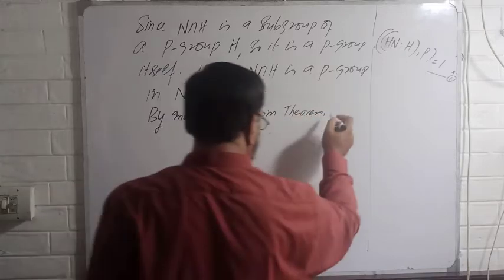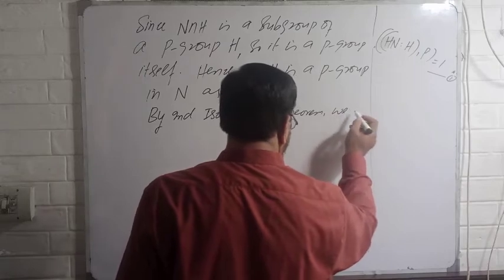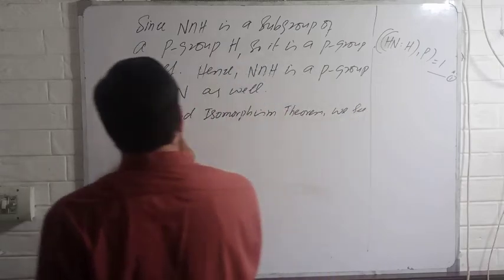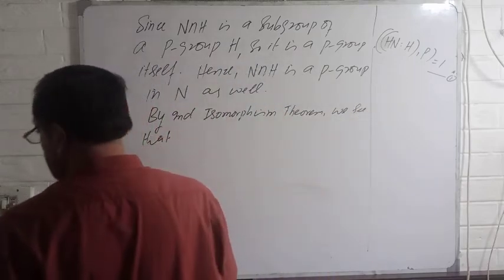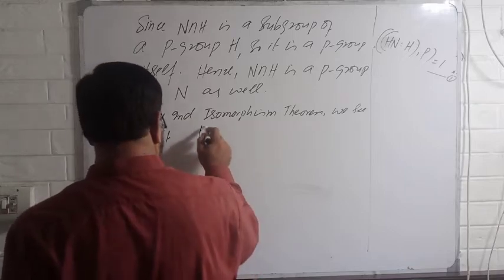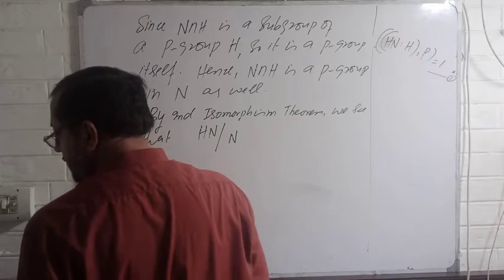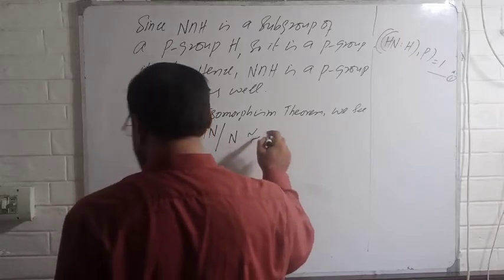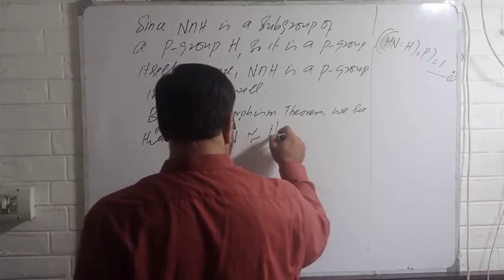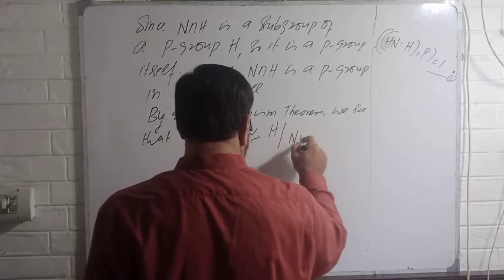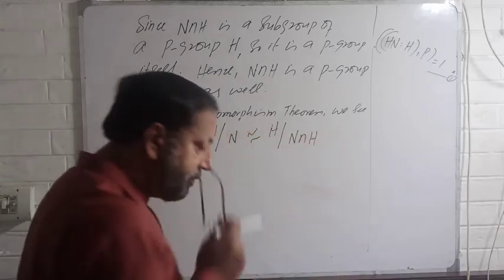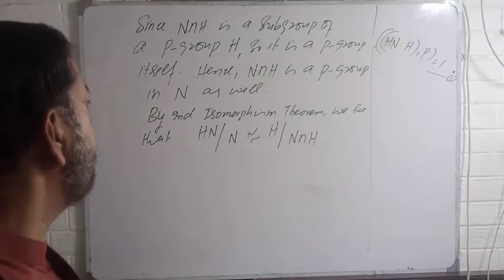We see that HN by capital N is isomorphic to H by N intersection H. Okay, this is very much clear.